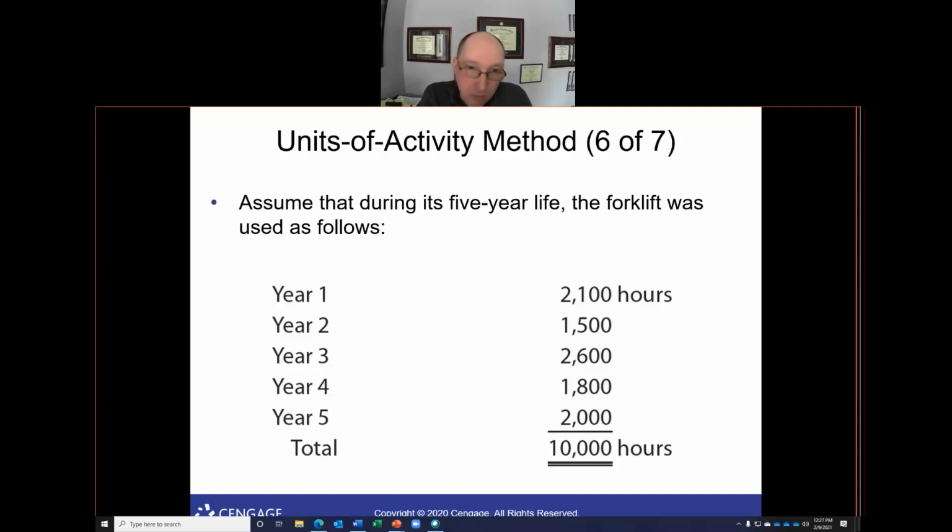As we said earlier, the useful life of the forklift is 5 years. We expect that we'll be able to use the forklift for 10,000 total hours. In the first year, we used 2,100 hours. In the second year, we expect to use it for 1,500. Third year, 2,600. Fourth year, 1,800. Fifth year, 2,000 hours. You add all those up to get to 10,000. Now, you're probably asking, how did you figure all of these different years? These are the number of hours we actually used the forklift in each year.